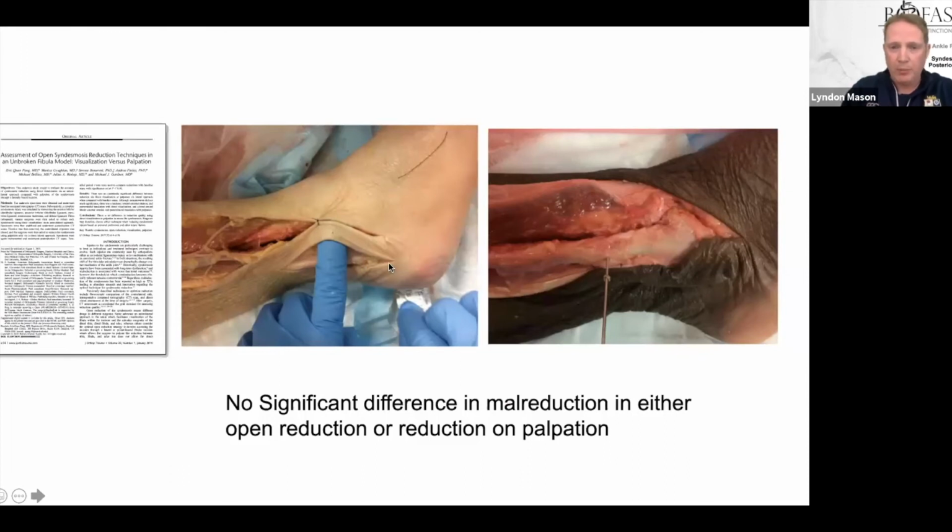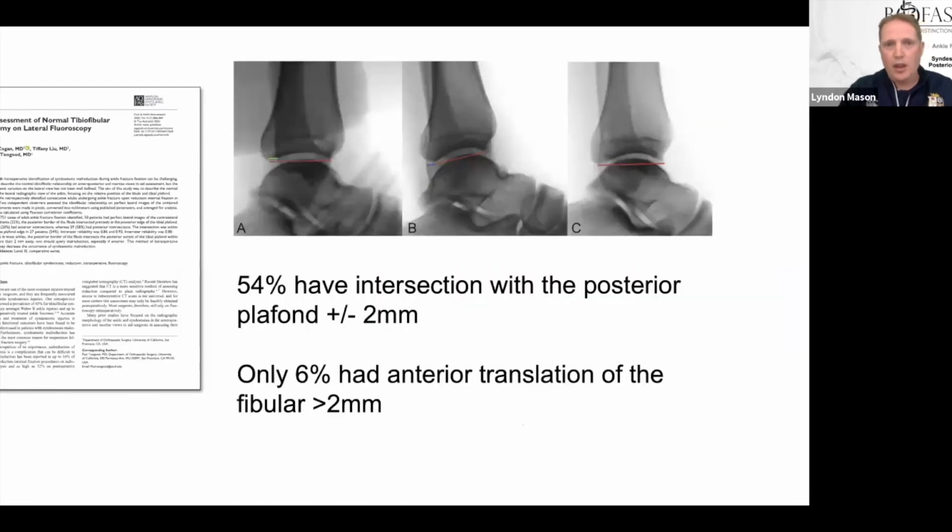Personally, I usually palpate, and this paper has shown no difference in malreduction, whether you palpate or you have a view of it. We've already been through what you're looking for on your AP, but on the lateral, you're looking for the fibula to have an intersection with the posterior plafond, as you can see. On this paper, only 6% had anterior translation greater than 2 millimeters, so we expect it to be coming through the posterior plafond.